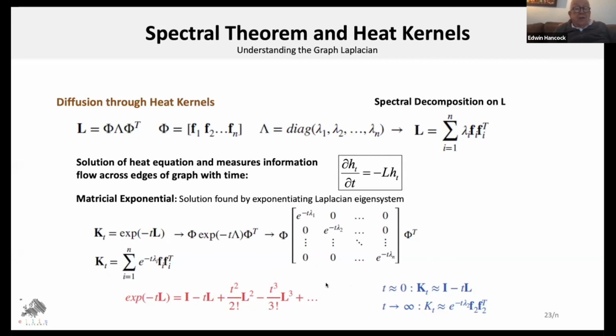This allows us to look at the behavior of the heat kernel at small and large values of t. So when time is close to 0, the heat kernel is just equal to the identity matrix minus the Laplacian matrix times time. And as t goes to infinity, now the second eigenvalue and the Fiedler vector begin to dominate the heat kernel, and it's given approximately by e to the minus lambda 2 times t times the outer product of the Fiedler vector with itself.